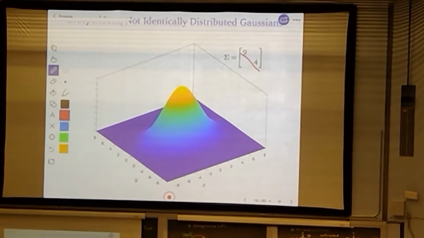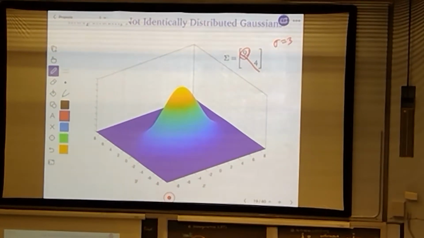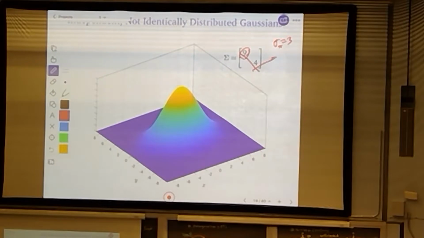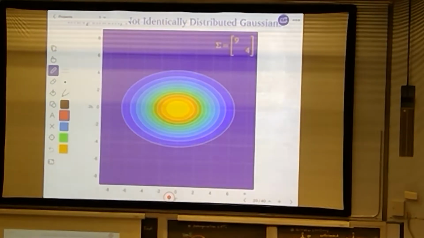In the X dimension, the sigma is 3. In the Y dimension, the sigma is 2. So it spreads out more. This dimension spreads out more than this dimension. It's a little squashed in this way, okay? This is what it looks like in a contour map. It's much easier to see.